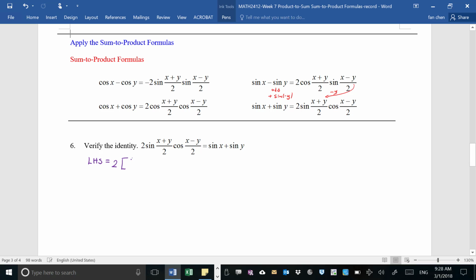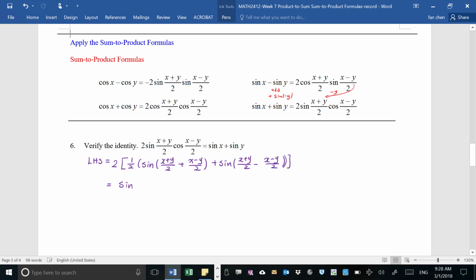Okay, so the half angle formula, not half angle, the product to sum formula: half of sine of x plus y over 2 plus x minus y over 2, plus sine of x plus y over 2 minus x minus y over 2. Okay, so distribute the 2 inside. Let me see if I close all the parentheses. So 2 multiplied by 1/2, that's 1.